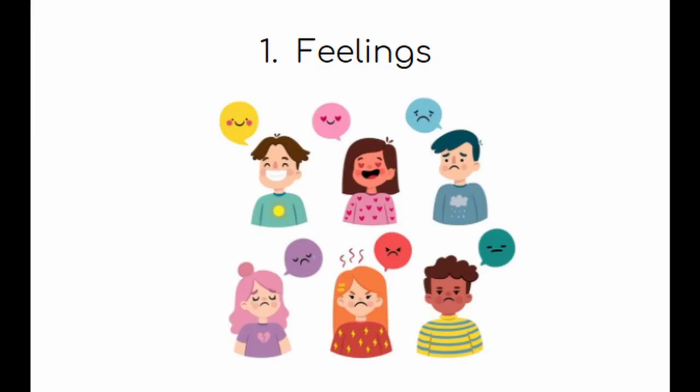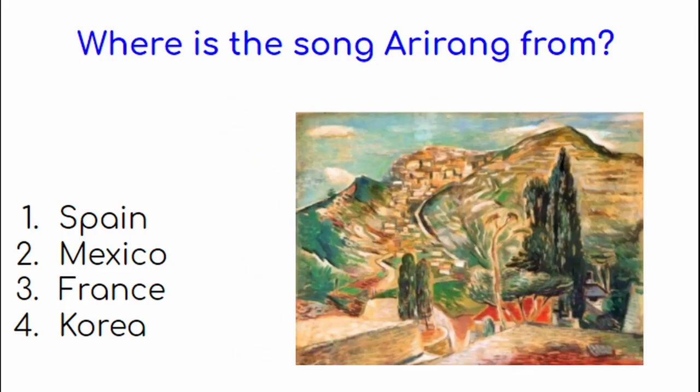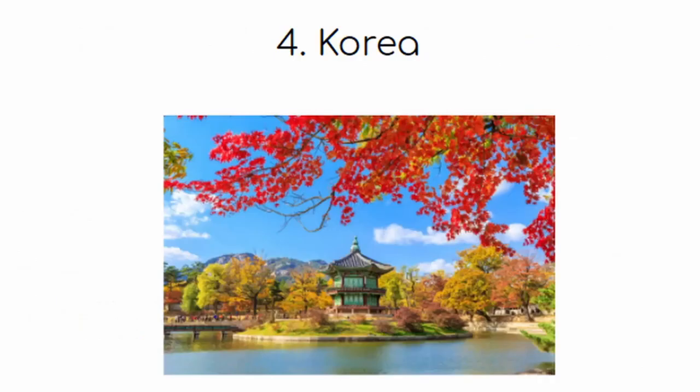It's a hard one. Where is the song Arirang from? 1. Spain. 2. Mexico. 3. France. And 4. Korea. And the answer is 4. Korea. Did you remember this one?